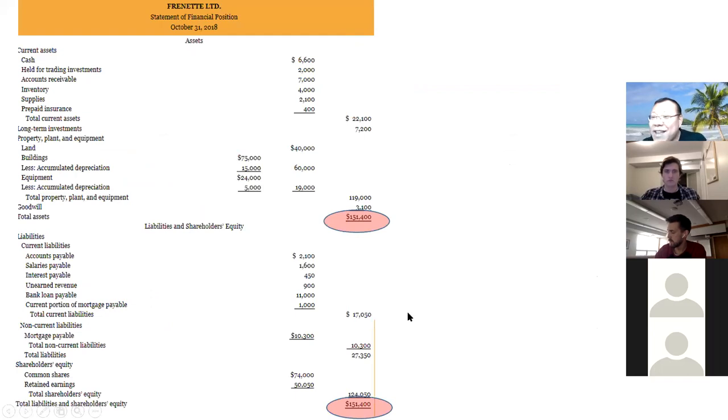Now pulling everything together, you have this statement of financial position. Remember, this is on a particular date, October 31st, 2018. What did the information look like on October 30th? I don't know. One day these numbers can change a lot, right? What did the information look like on September 1st? I don't know. This information only tells you their financial position on October 31st.